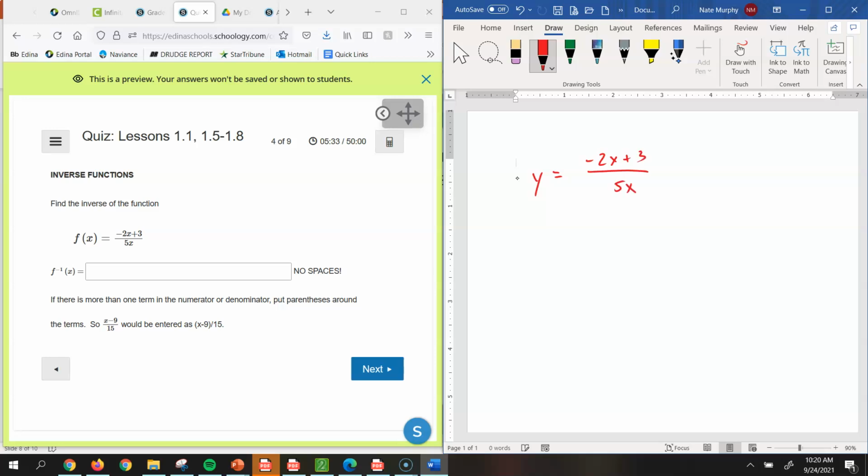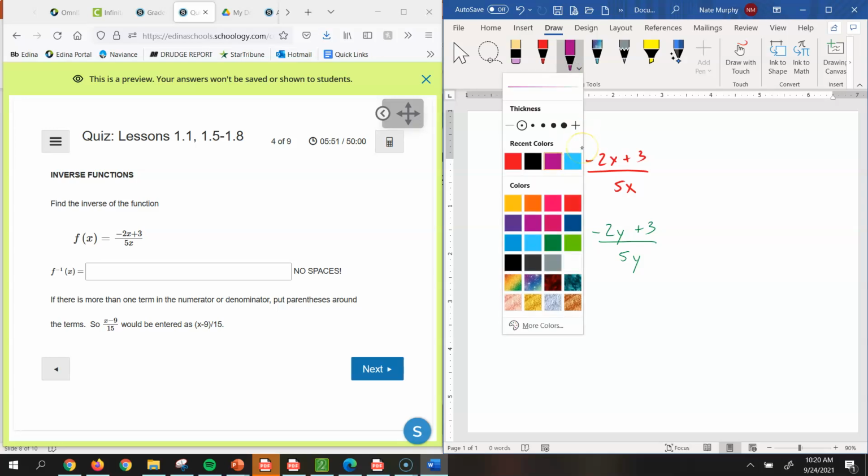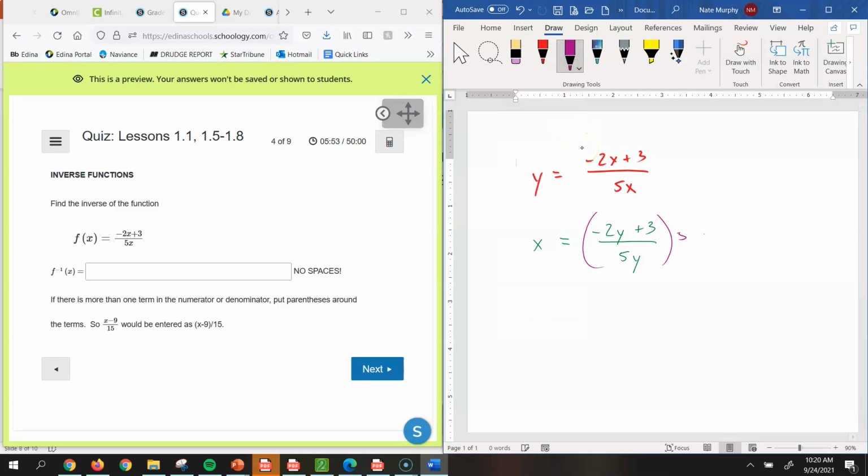So instead of writing f of x, I wrote down y equals. So on the test, you could just scribble out the f of x and replace that with y. So remember, my first step is to change the y to an x and change the x's to y's. Now what I want to do is get rid of the fraction. So I'm going to multiply both sides by 5y. So on the left side, I'd have 5yx. On the right side, I just have negative 2y plus 3, because these would cancel out.